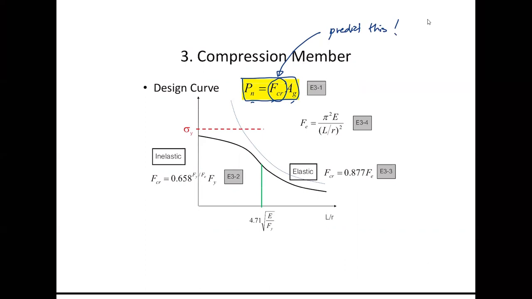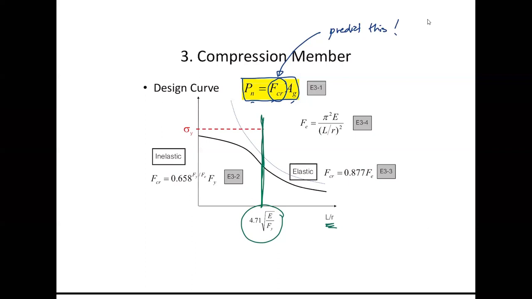To predict this, after all the perspectives and aspects that we have to consider, and all the test results, they now split the design curve into two zones. You need to check this limit first. And this limit is this one, 4.71 square root E over Fy. Now, what do you check against this? You check the slenderness ratio of your compression member.